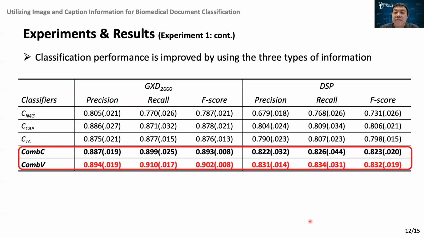Thus, a significant improvement is obtained by combining information from images, captions, and title and abstracts. Our classifier, CCombine, attained the highest performance on all measures over the GXD2000 dataset and over the DSP dataset.